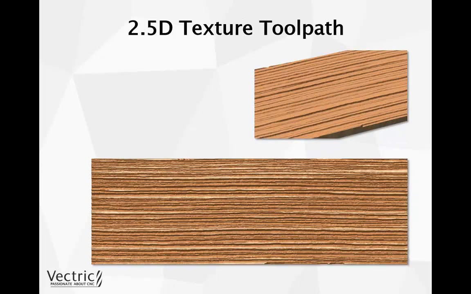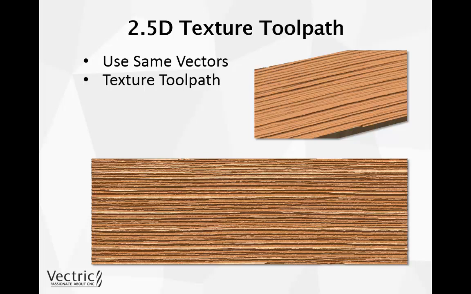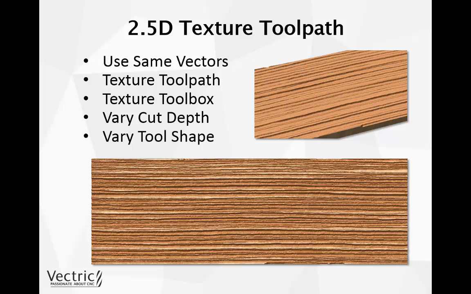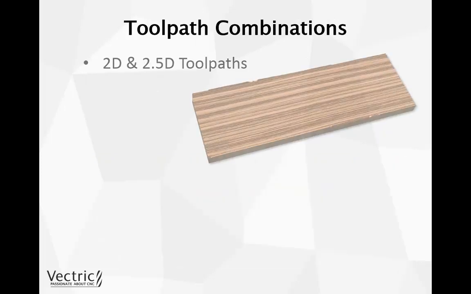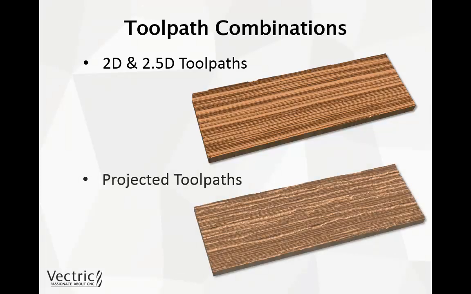Then what we're going to do is create some wood grain textures with a 2.5D texture toolpath as well. So we're going to use the same vectors, we're going to use the texture toolpath. We could also use the texture toolbox, which is the new gadget which has just recently been released. Then we can also vary the cut depth and vary the tool shape to give us something also completely unique in the wood grain texture. Then we can also create some toolpath combinations, so we can have a 2D toolpath and then overlay a 2.5D type toolpath on top of that, and we can also use projection toolpaths as well.